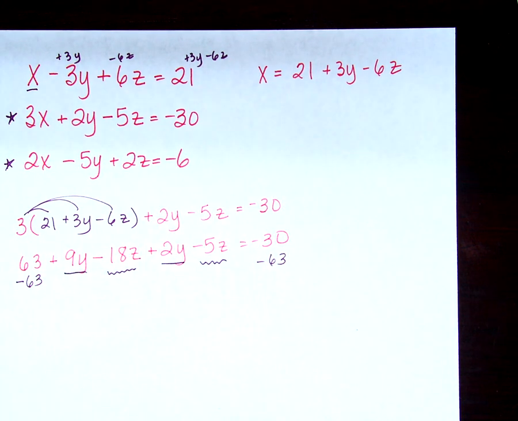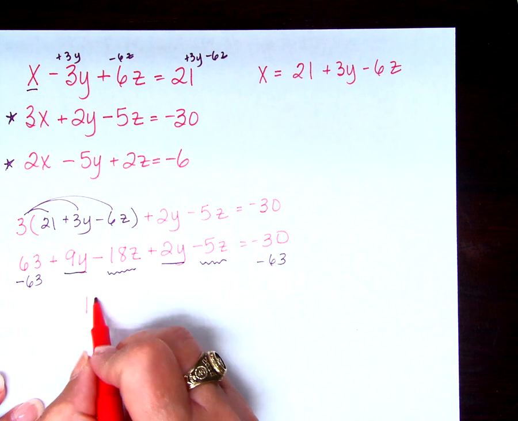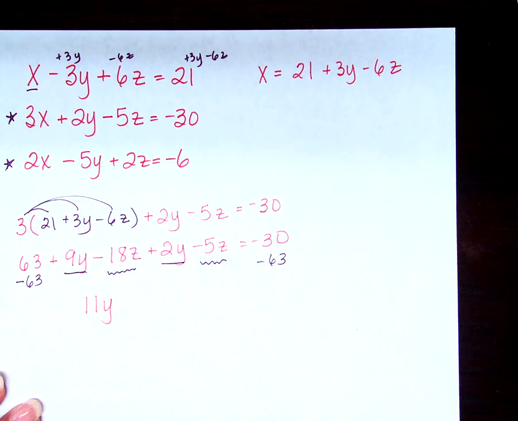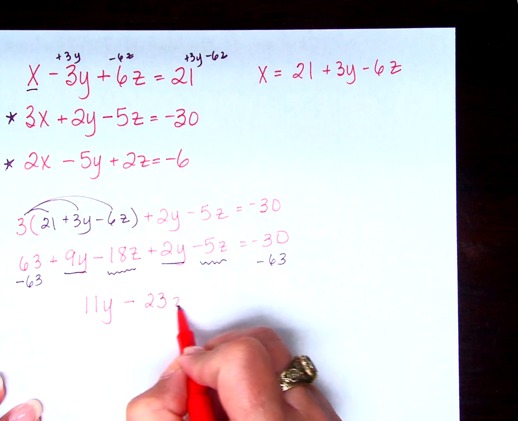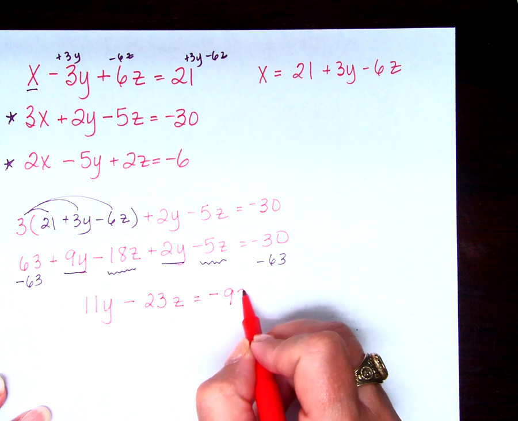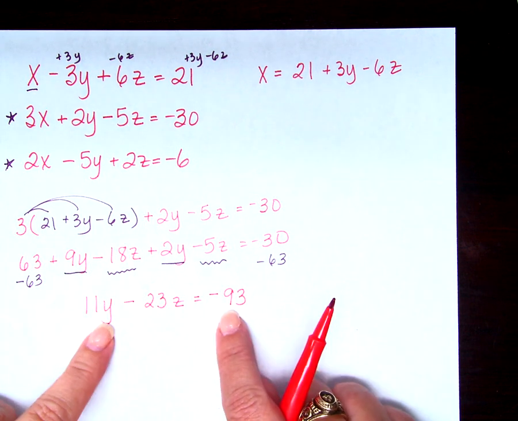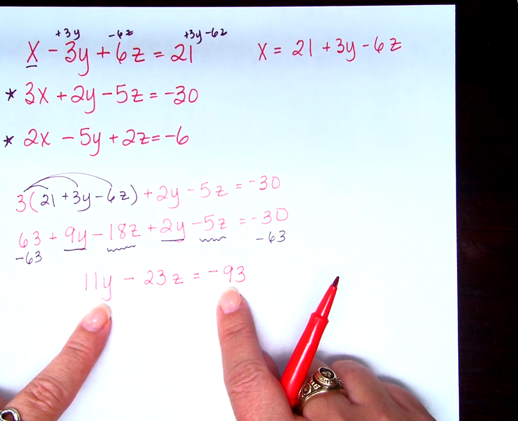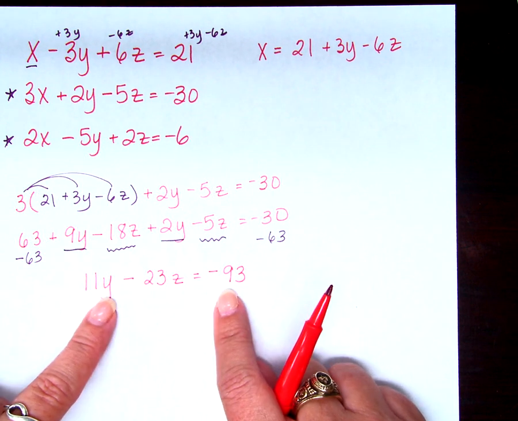Okay? So what I end up with then is what? When I combine my y's, I get 11y. When I combine my z's, I get negative 23z. When I combine my constants, I get negative 93. Okay, so far. This is where people panic and don't know what to do next. I don't want to mess with this at all. I want to start over.